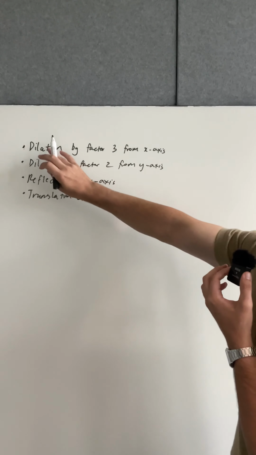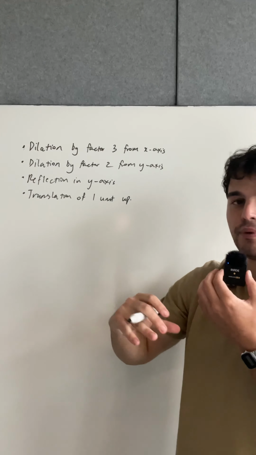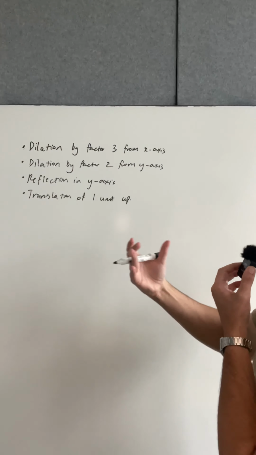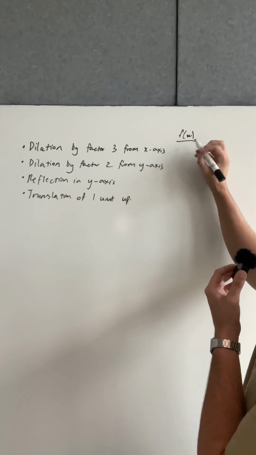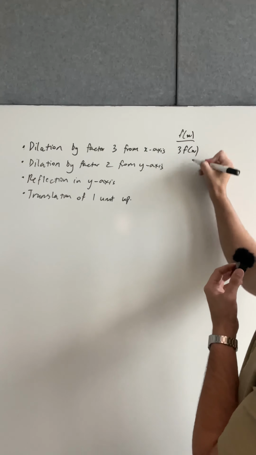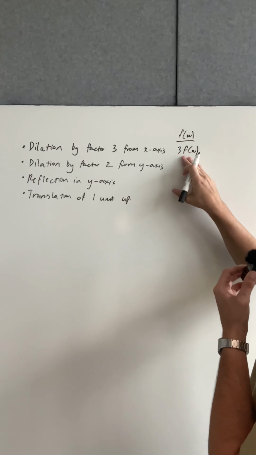So we know from this table that a dilation by a factor of 3 from the x-axis essentially multiplies our whole equation by 3 on the outside. So after applying this transformation to f of x, we're going to get 3 f of x. And then what we're going to do is apply the next transformation on top of the previous one.